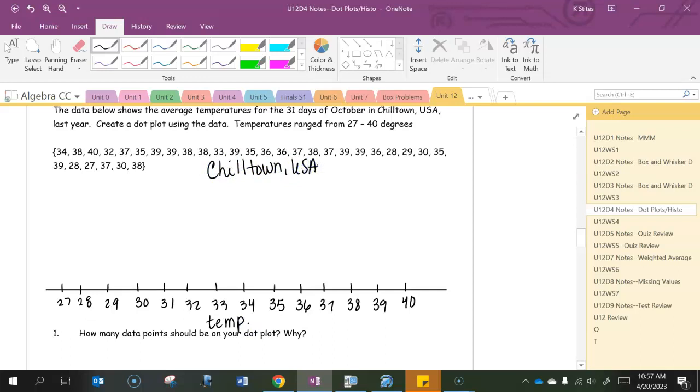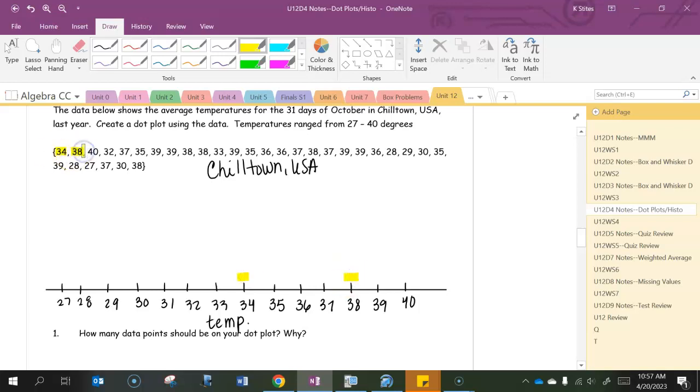So essentially what we're going to do is put an X or a star above each of these numbers in order to represent a data point. So we want to make sure that we cross out the data point after we do it. So for 34, I'm just going to go like this. I'm going to use my highlighter to make it easier for me.